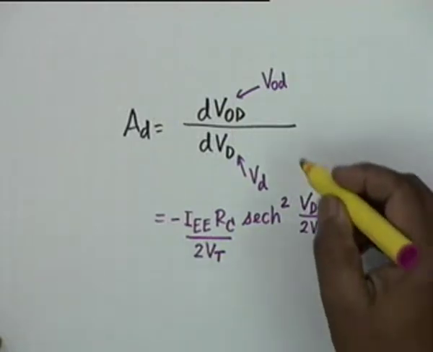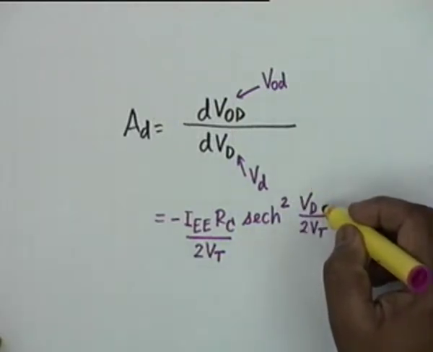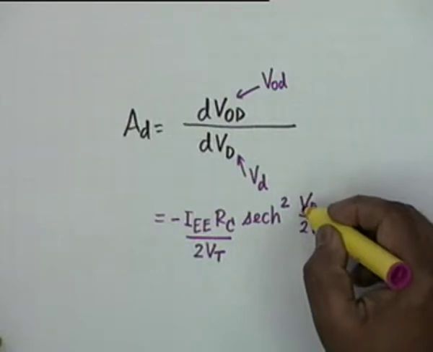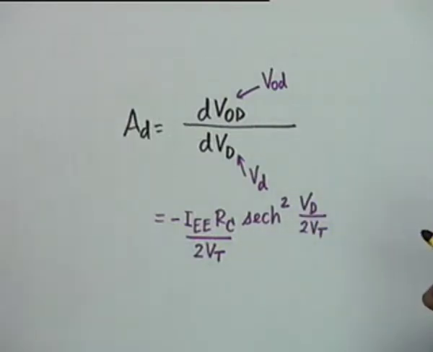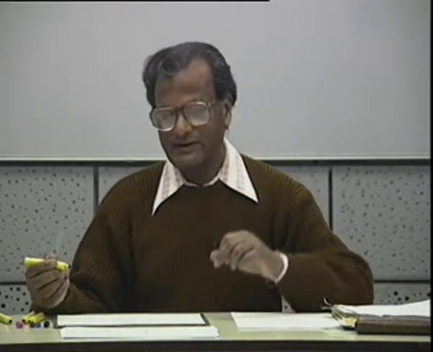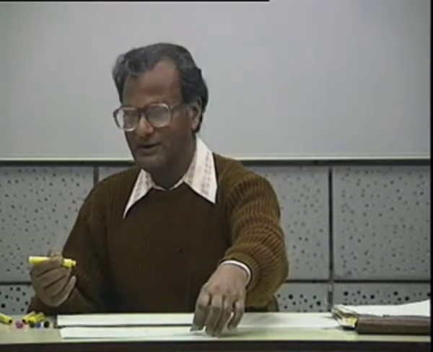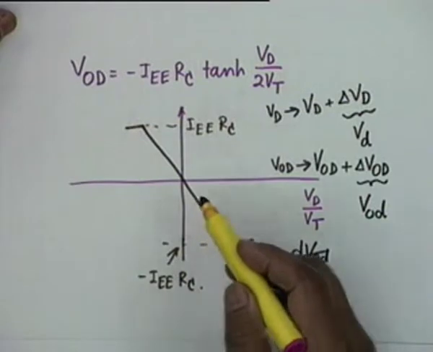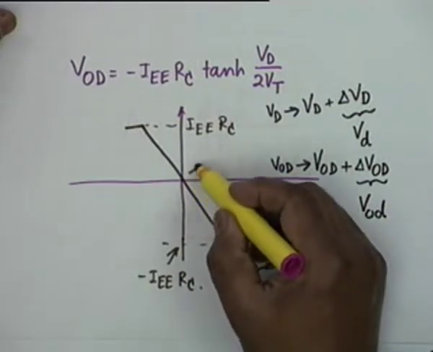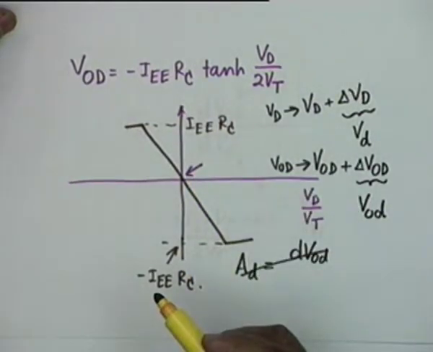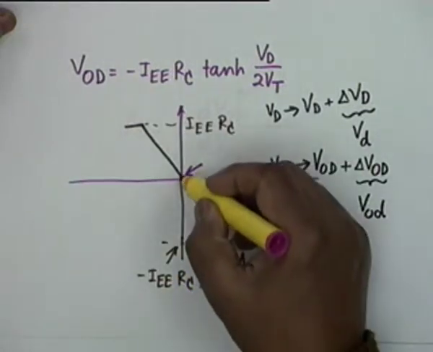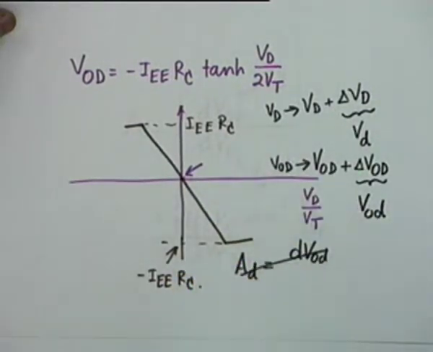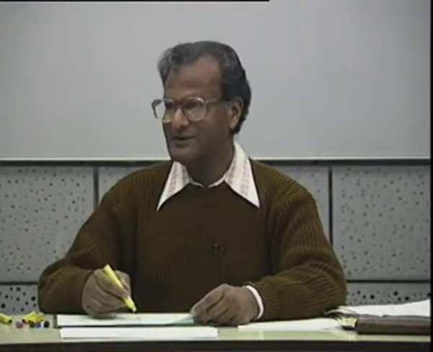Now you notice that the gain is a function of the Q point. The gain is a function of where your VD is, that is the DC value, VBE1 minus VBE2 or VB1 minus VB2. However, since the curve is approximately linear in this range, we can simplify the gain calculation by taking VD equal to 0. That is, obviously the curve will be maximally linear at this point.